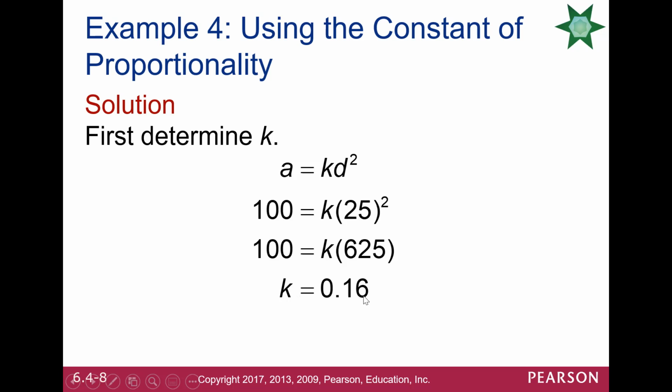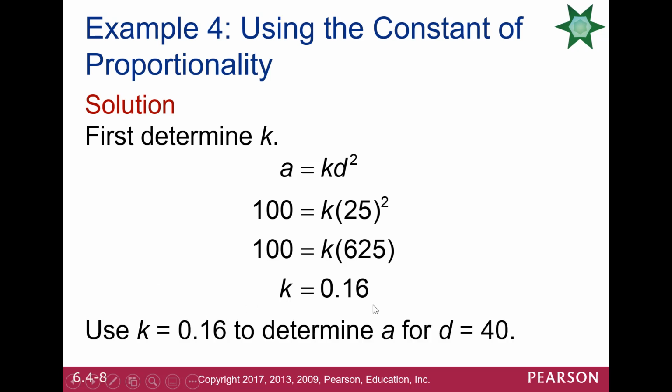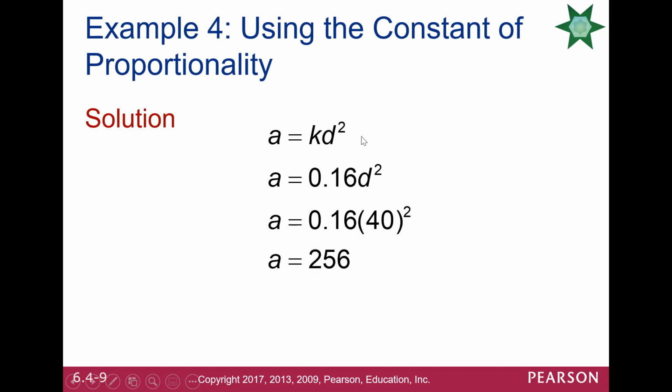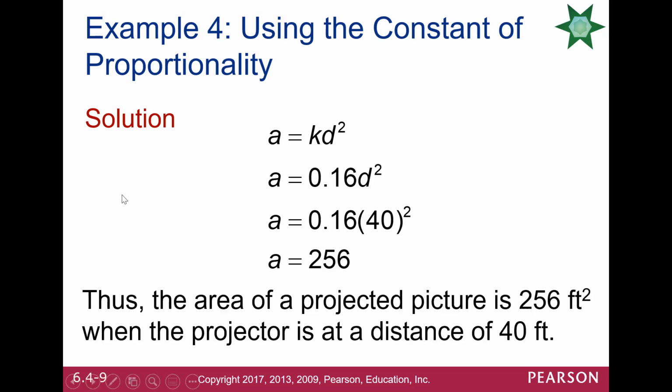can solve for K. Now we know that magic proportionality, and so we can combine it in another problem to find out what's the area. So if the distance became 40, then the area is 256. Remember, the order of operations is such that you're going to square the 40 before you multiply by 0.16.